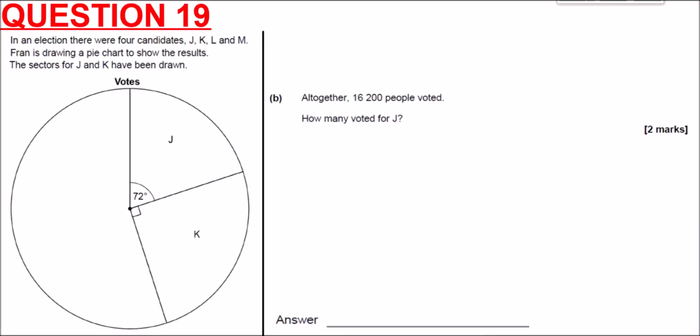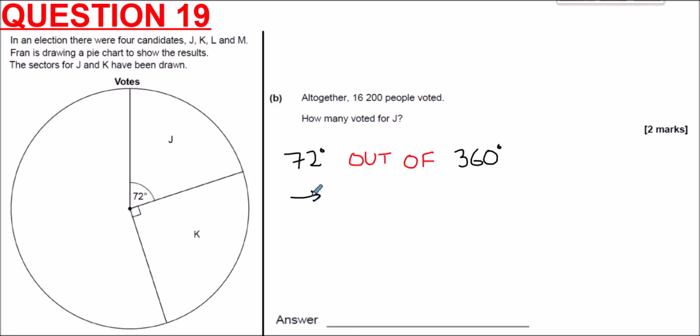Part B, we're told that altogether 16,200 people voted, and we need to work out how many people voted for J. And so what I suggest we do first of all is think of this as J, as what fraction of a complete pie chart is J. So J is 72 degrees out of the total of 360 degrees for the whole pie chart.